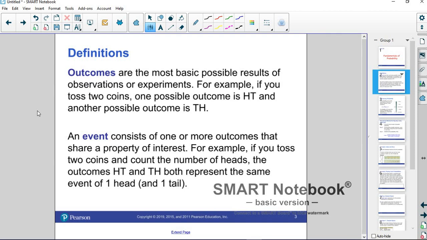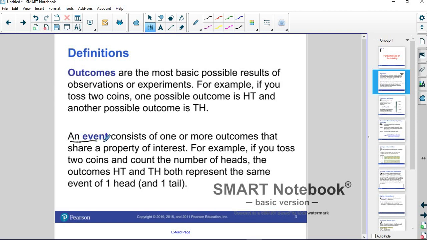So the outcomes for an experiment or an observation are kind of the basic results. What are the possibilities? When you flip a coin, you could get a head or a tail. For example, if you flip two coins in a row, then you could get a head, then a tail, or you could get a tail, then a head. That's a couple of different outcomes, right? There's a couple other ones, both tails, both heads, whatever.